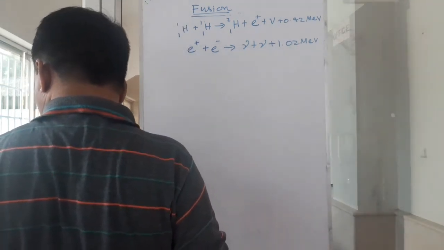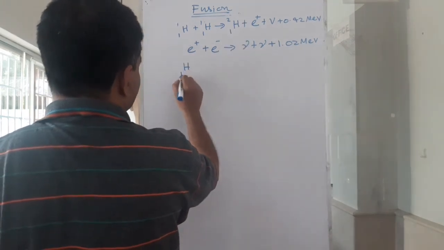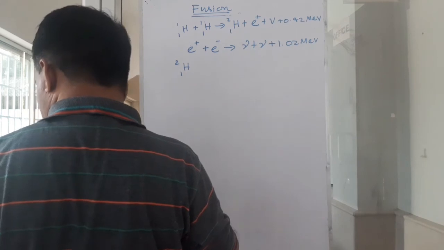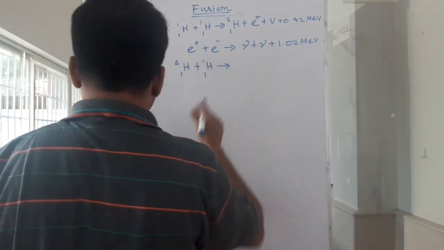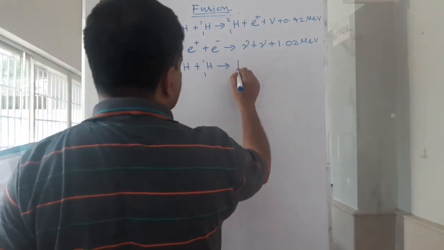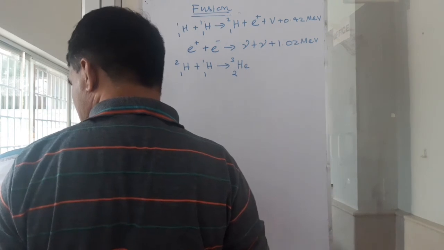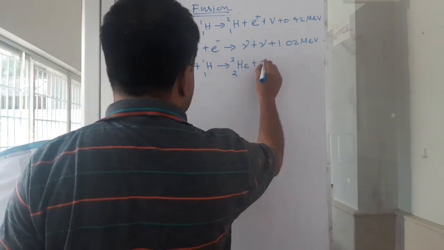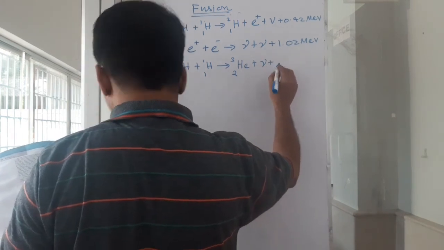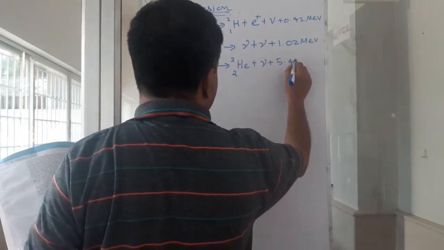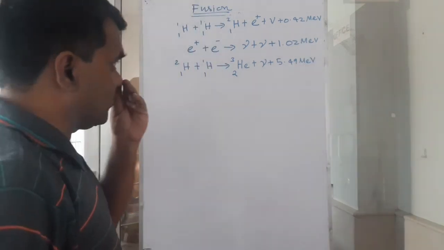Next, this deuterium combines with another proton, and that gives you helium-3 (2He3) plus this gamma, plus 5.49 MeV. So what is this gamma?